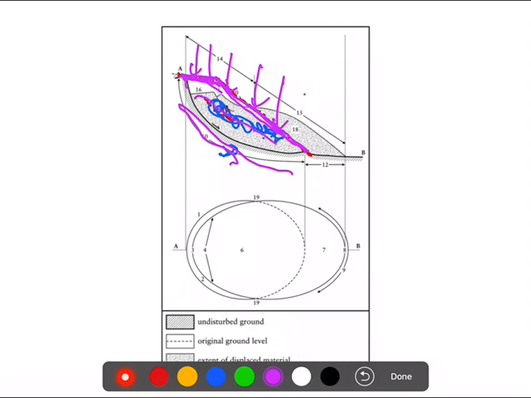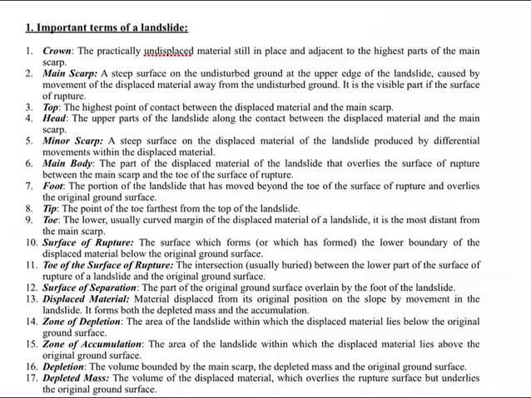Okay, so this failed, and below that you will see undisturbed ground, which is still yet to fail. So this is what this diagram is showing. Moving on, these were the important definitions.